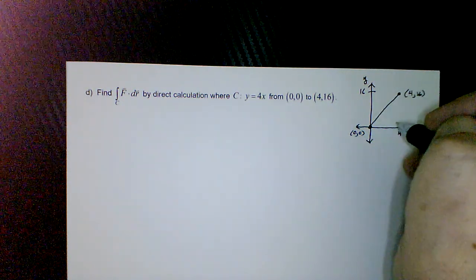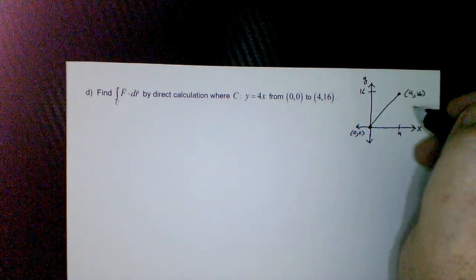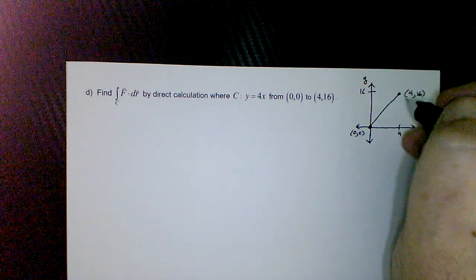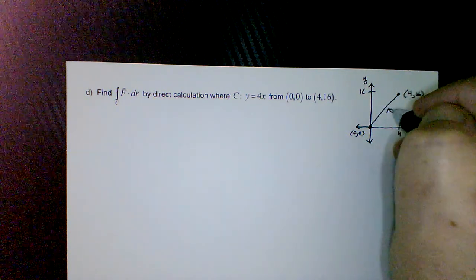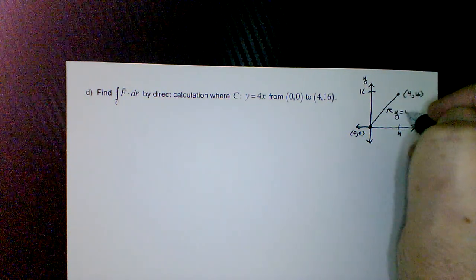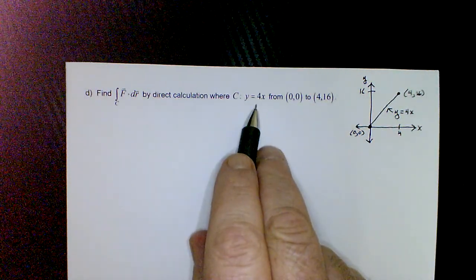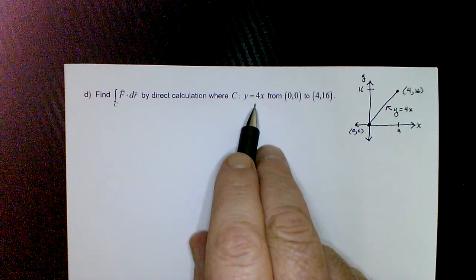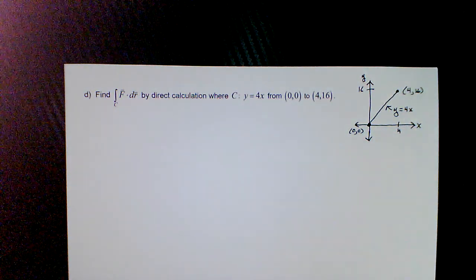So that would be the line, okay, y equals mx plus b, the intercept 0, and the slope here is 4, change in y over the change in x. So that's the line y equals 4x, which is basically a given, right? So from 0, 0 to 4, 16. Okay, so now they want us to show this by direct calculation.